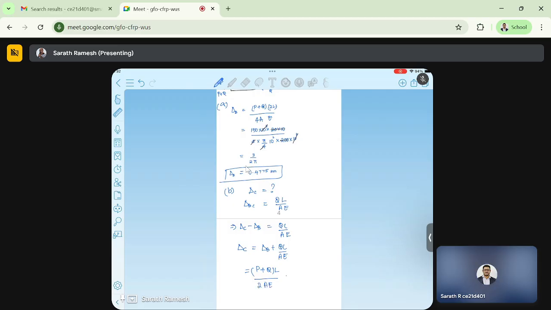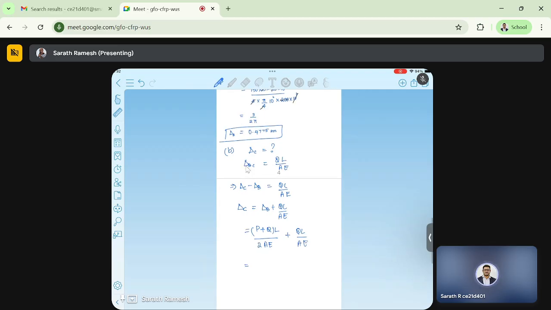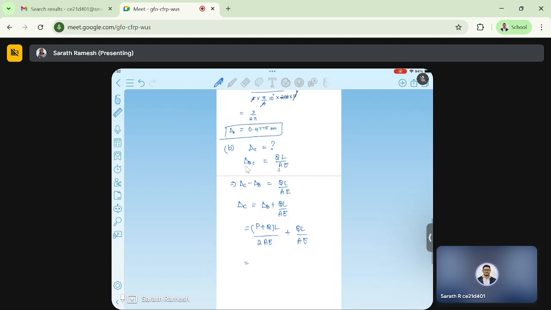2AE plus QL by AE. So yeah, I would have directly written, but I am writing it in order to have some general expression. So P multiply by 2, by 2AE. So 2QL plus QL will be P plus 3Q times L by 3A.